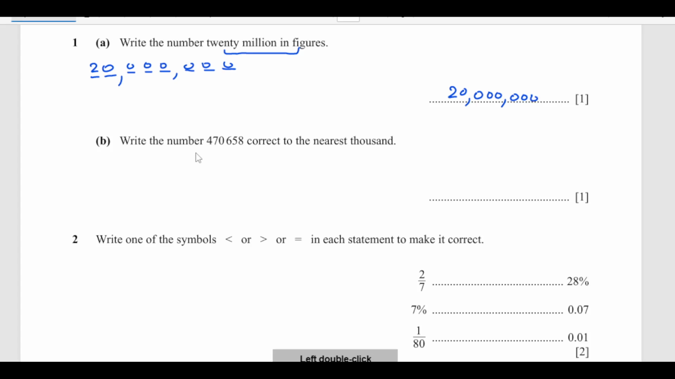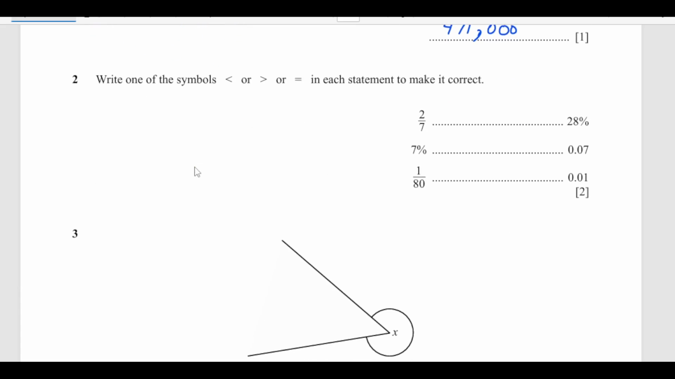Now write this number correct to the nearest thousand. So 470,658, correct to the nearest thousand. Now you underline the place that is given: ones, tens, hundreds, thousands. Thousands is this place here. So then you look at the right hand side. Right hand side we have 6 here, so it is more than 5, so we are going to round it up. So plus 1 will be added there, so it will become 470,000, right?